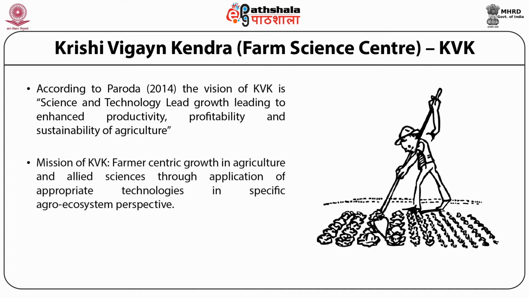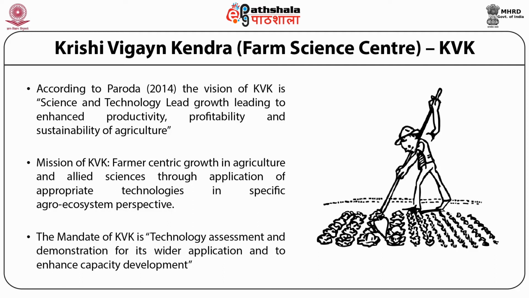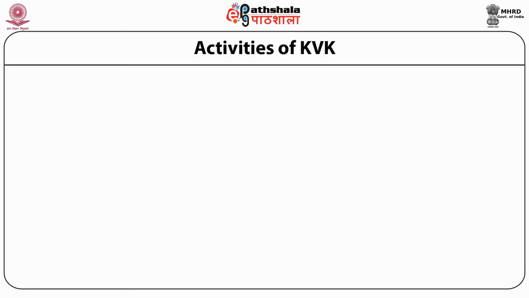Coming to the mission, farmer-centric growth in agriculture and allied sciences through application of appropriate technologies in a specific agro-ecosystem perspective is the mission of Krishi Vigyan Kendra. The mandate of KVK reveals the crux of the institution. What is expected from an institution is clearly mentioned, and how to go ahead with the achievement of the vision and mission is directed through the mandate. The mandate is technology assessment and refinement and demonstration for its wider application and enhanced capacity development.